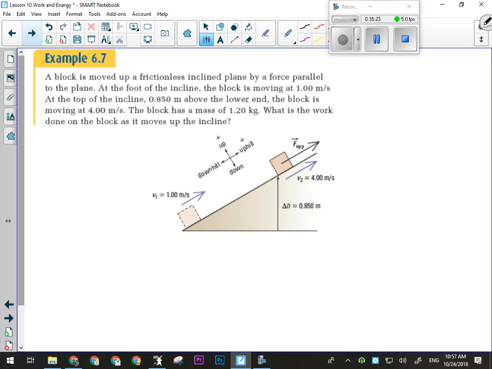I want you to copy this one down. I'm going to walk through it with you. This is a question in which we have a change in both potential and kinetic energy. You won't have done one like this in Science 10. So I need you to copy this one down, and then we'll walk through it together.